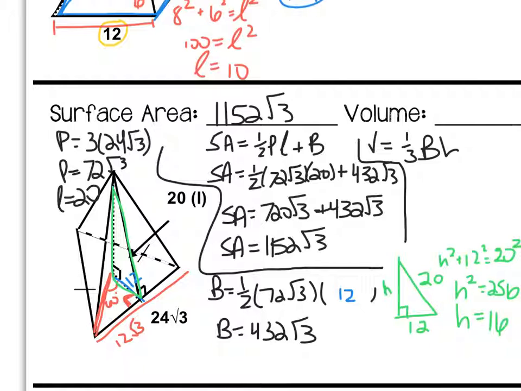All right, and volume is 1/3 area of my base, which is 432 root 3, times my height of 16. And that will simplify to 2,304 root 3.